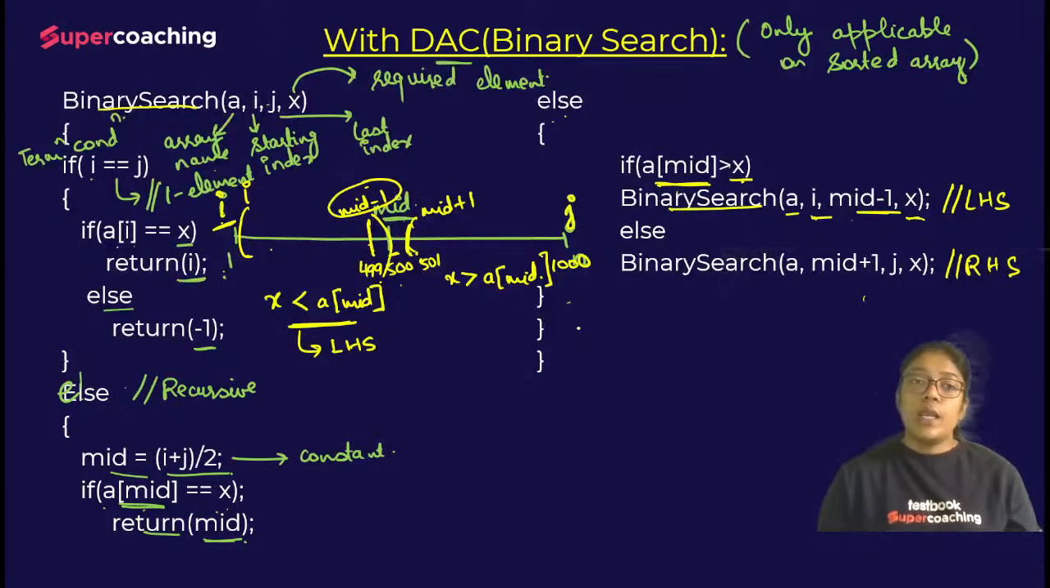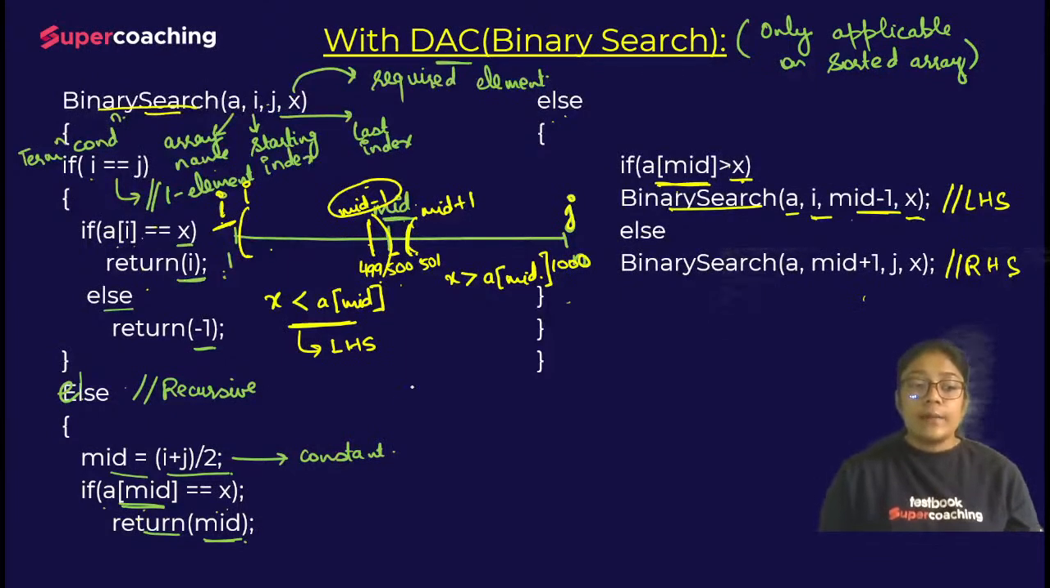So this way every time we'll be selecting left hand side or right hand side of the problem, and we'll keep on discarding half of the elements, and finally at the end you will be left with only one element, and then it will be looking if it's the required element or not. Is this clear? So this is how we search for an element using divide and conquer. Using recursion, calling the same function, so this is recursion.